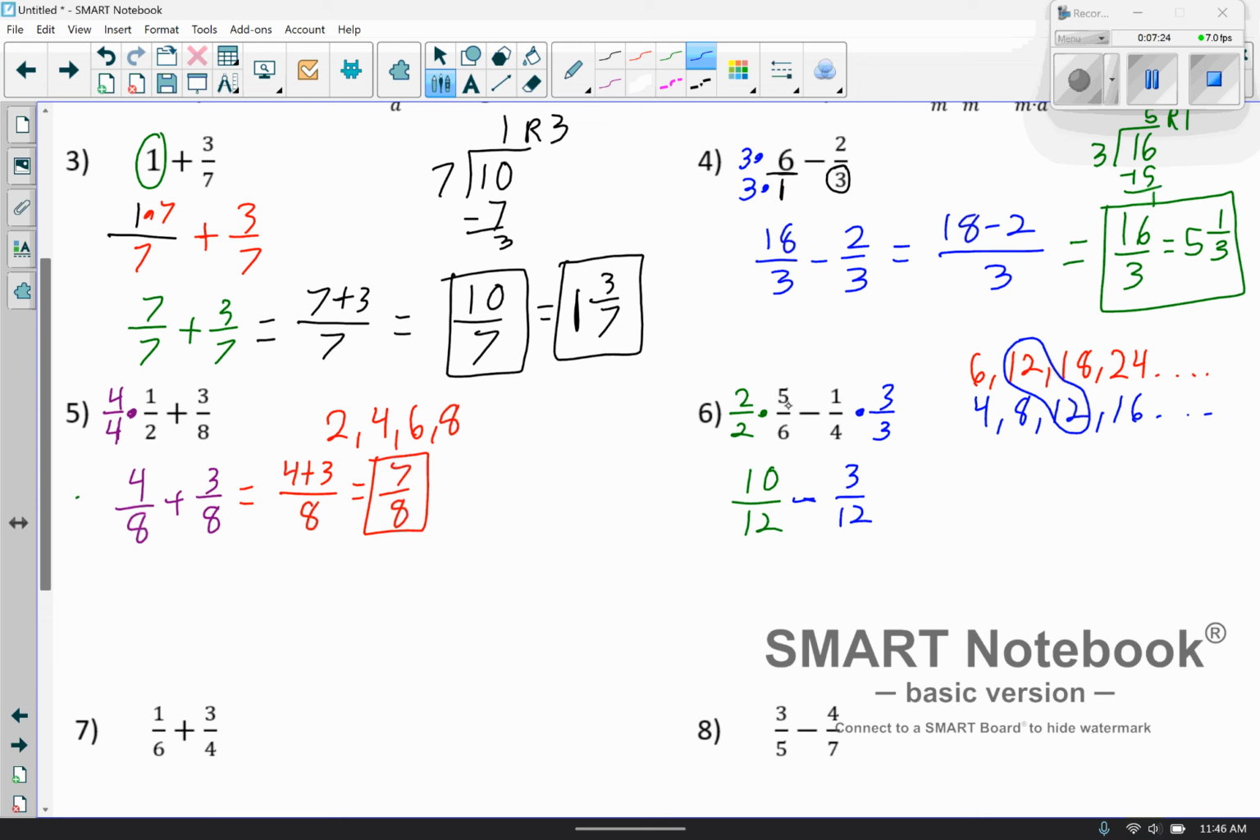So once again, 5 over 6 is equivalent to 10 over 12, and 1/4 is equivalent to 3 over 12. But we needed to make that change so that now we can complete the subtraction. So now we're going to have, let's see, 10 take away 3 all over 12. 10 take away 3 is 7, 7 over 12.